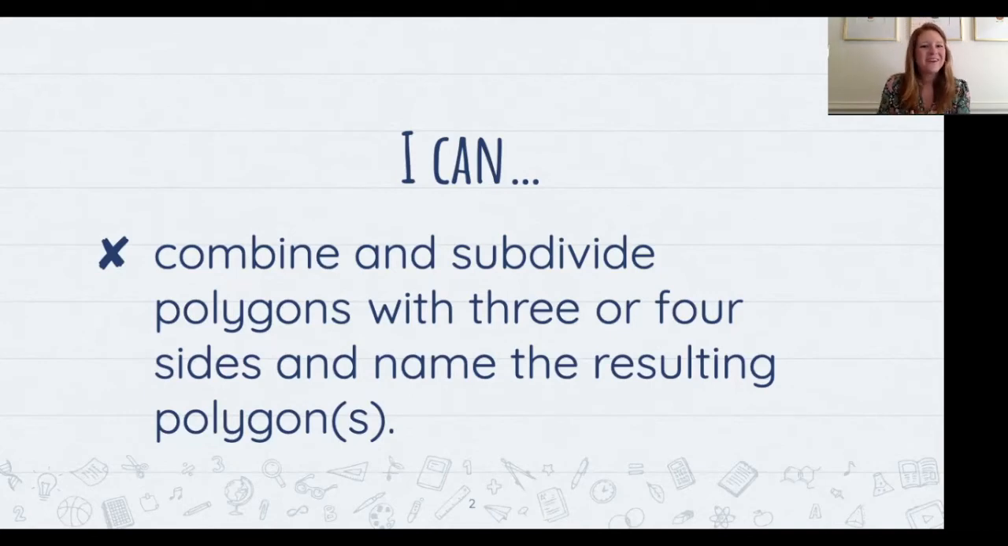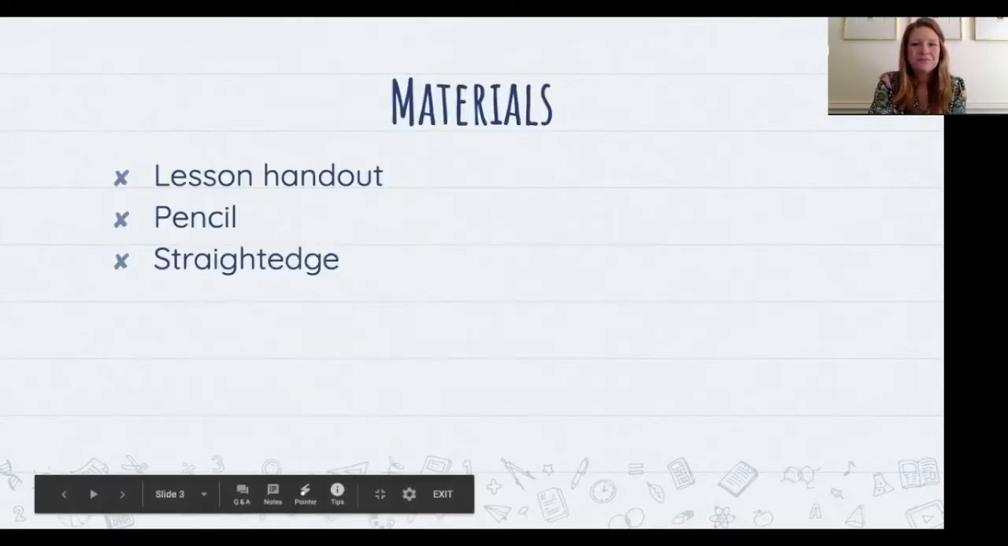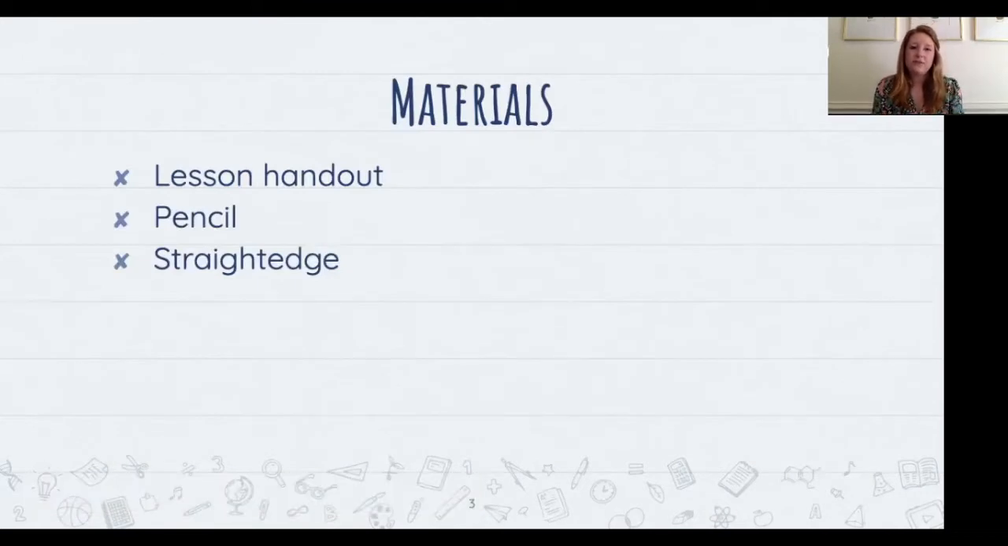For our first task, if you're going to be following along with me using our pencil and paper handout, you're going to be working with polygons with 3 or 4 sides, which means we're going to just be working with triangles and quadrilaterals to break them apart into more polygons. And those could be similar polygons to what you started with, or they could be different depending on how you break it apart.